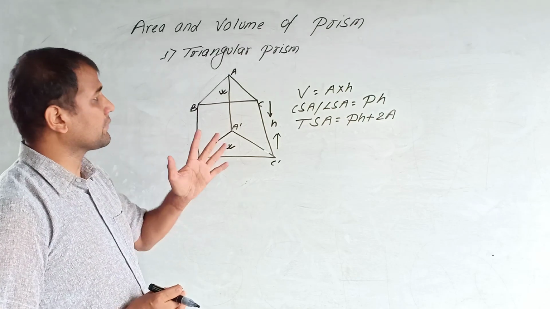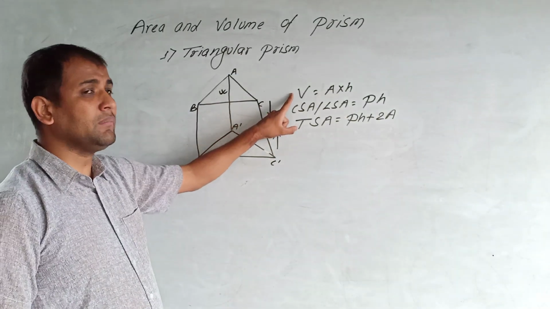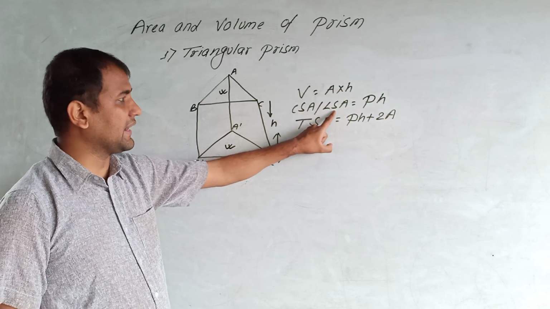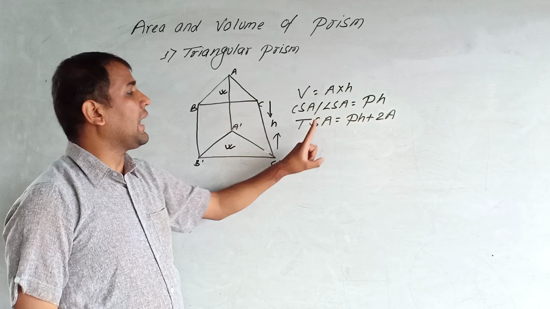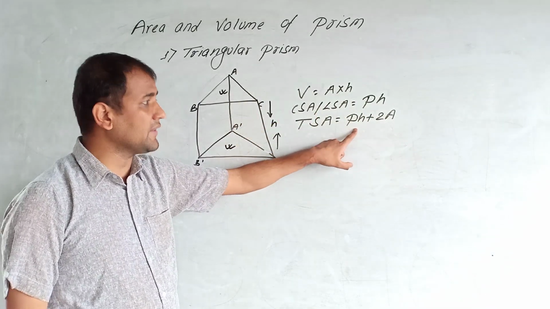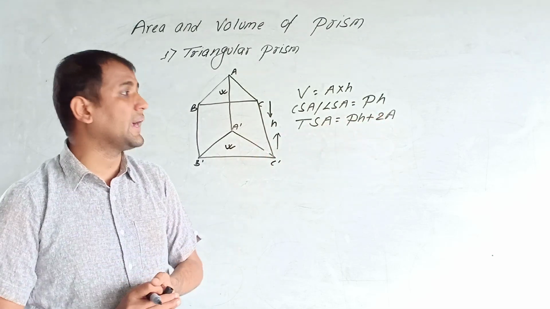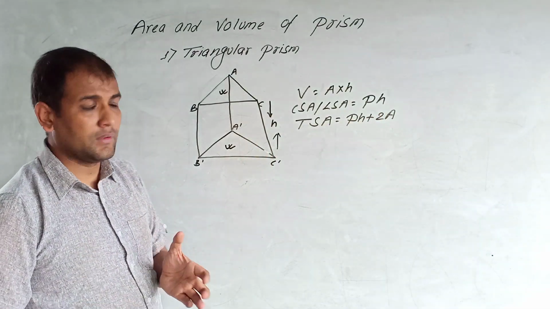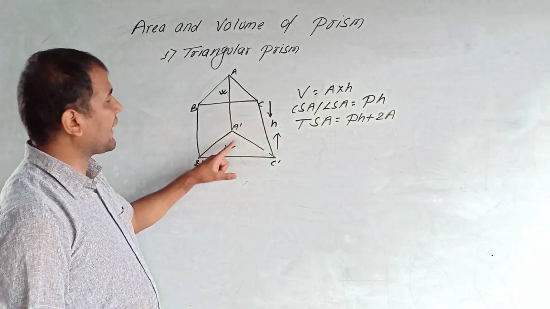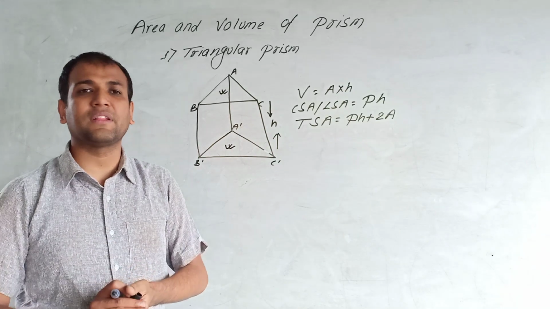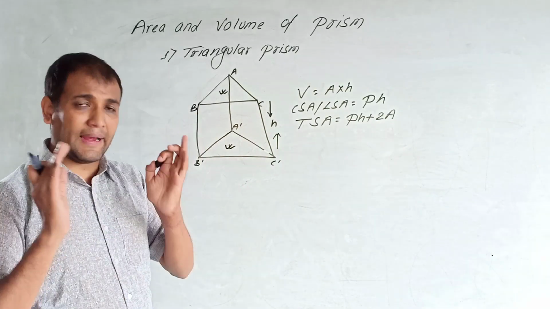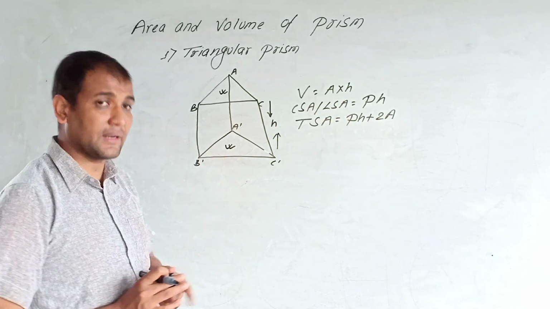So remember that volume of the prism V is equal to A into H, curved surface area or lateral surface area is equal to PS, and total surface area is equal to curved surface area PS plus 2 times the base area, 2A. To find A and P, whatever type of triangle is given, we have already discussed area and perimeter of the triangle in the previous topics. Find the area and perimeter accordingly.